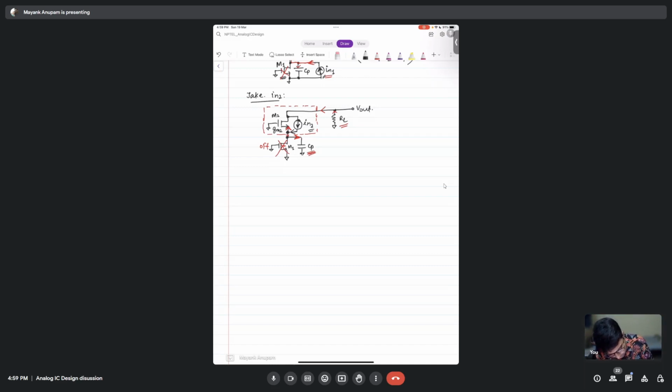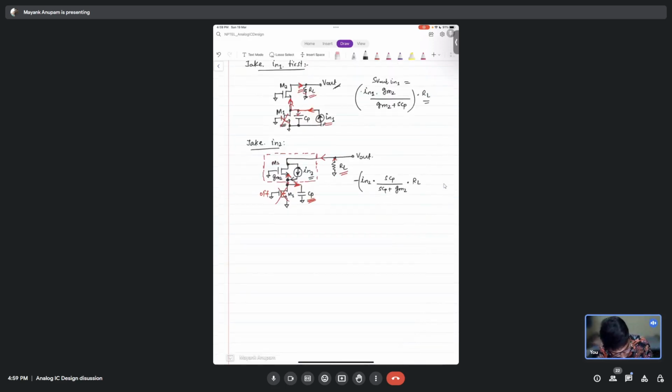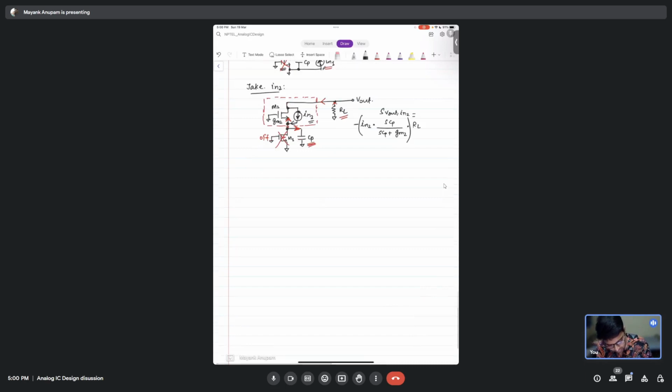So it is IN2 times CP divided by... basically SCP divided by SCP plus GM2. GM2, correct? Oh, sorry, yeah, GM2, right. And what will be the voltage? It is multiplied by RL, right? So it will be minus RL, because the current direction is in this way. But anyway, we will square it, so it doesn't matter, but for consistency we have to put it. So this is V out due to IN2. Correct? Yes, sir.